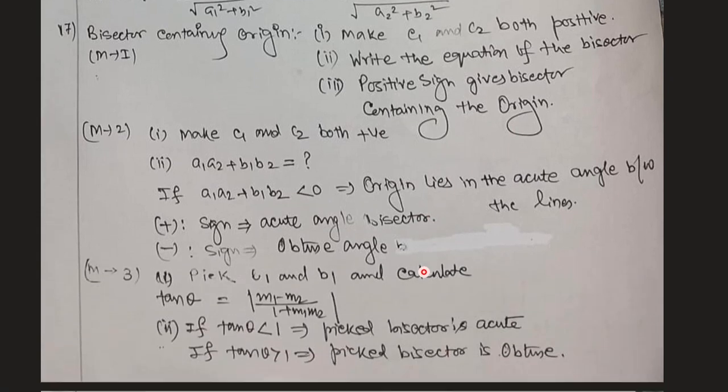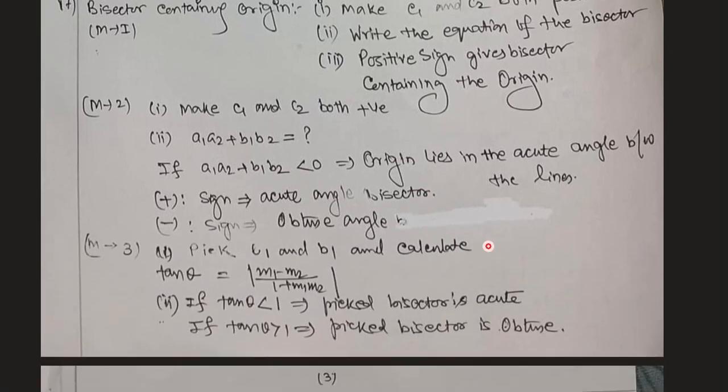Method 2 is also there. Here also you have to make c1 and c2 positive. After making c1 and c2 positive, there will be changes in a1, a2 and b1, b2. Then you have to calculate a1a2 plus b1b2. You have to find out whether this quantity is positive or negative. If it is negative, then the origin lies in the acute angle bisector.